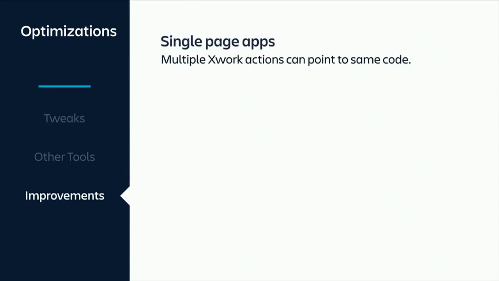And other possible improvements: single-page apps. You can have multiple XWork actions pointing to the same code. You still need web items to render menu options on the host product, and they can all point to the same place, and you use client-side routing to determine what you actually render. You'll also probably have to hijack the click handlers for those, but you can actually get it to work.